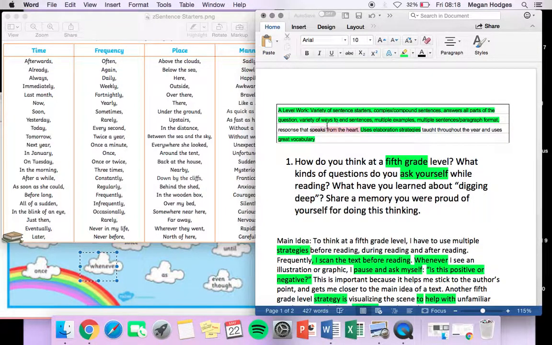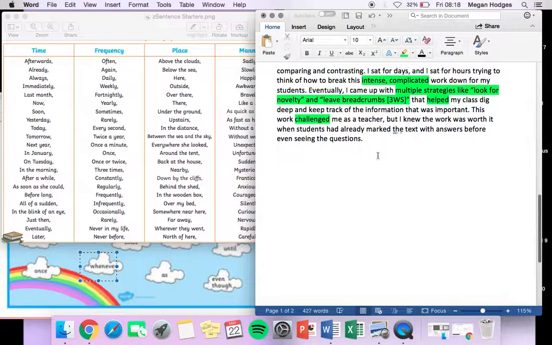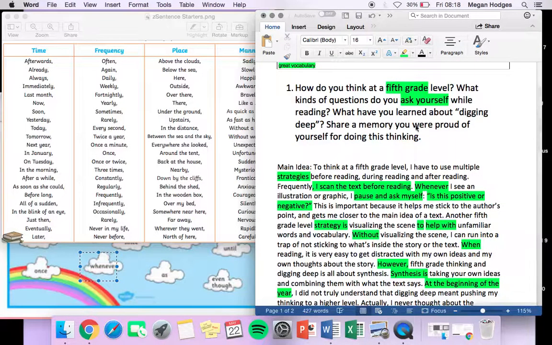I spoke from the heart when I gave you my memory, and I told you why it was difficult, why it was challenging, how it affected me, how it impacted me. I did expert talk. I tried to use higher level vocabulary that went with what we learned in class, but also some words to describe the work there. So this is an A right here.